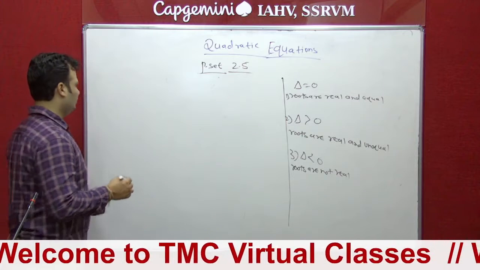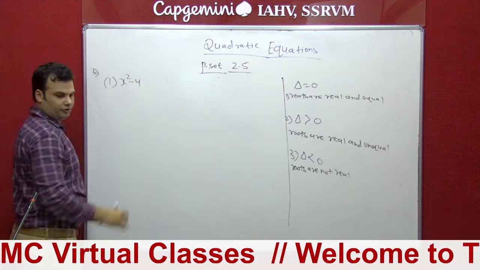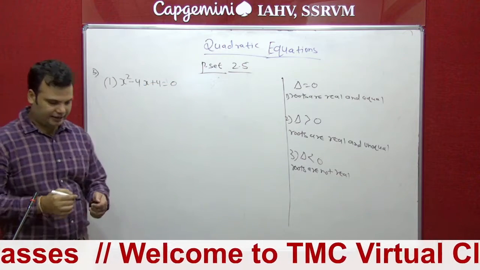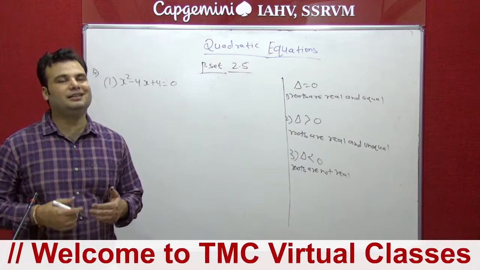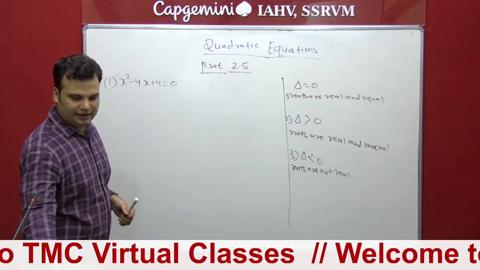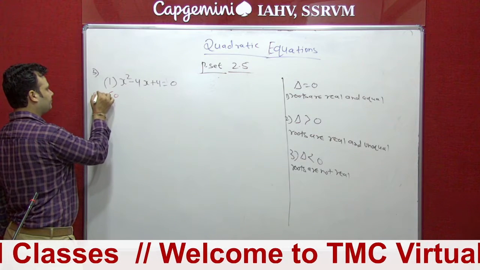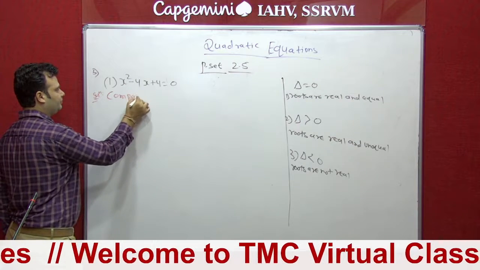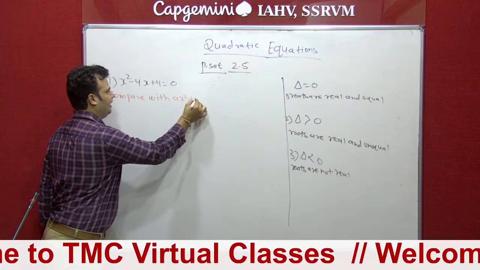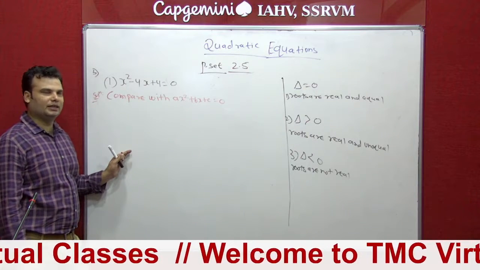It is given x square minus 4x plus 4 equal to 0. So student, the method is the same. Again we have to find the values of a, b, c, then the discriminant, and in the last part we have to decide depending upon the three conditions. So it is given that x square minus 4x plus 4 equal to 0. So we can compare with ax square plus bx plus c equal to 0.